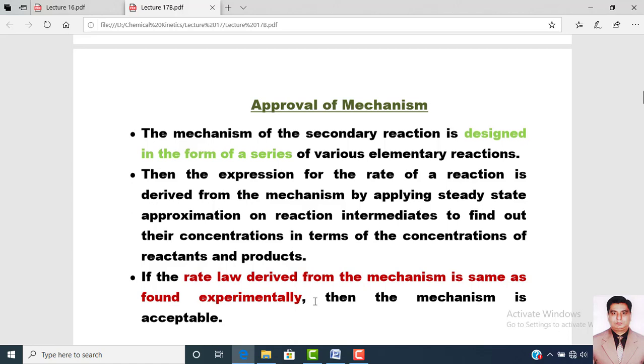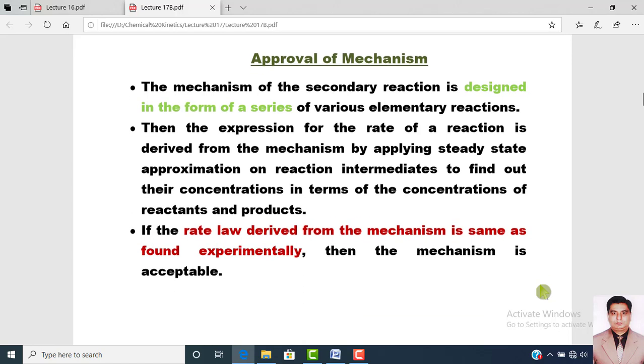If the rate law derived from the mechanism is the same as that found experimentally, then we say that this mechanism is approved, so it is acceptable. So for the approval of a mechanism, first, the mechanism of the secondary reaction is designed as a series of steps. Then we apply the steady state approximation, and in the last, if the rate law derived from the mechanism is the same as that found experimentally, then the mechanism will be acceptable and approved.